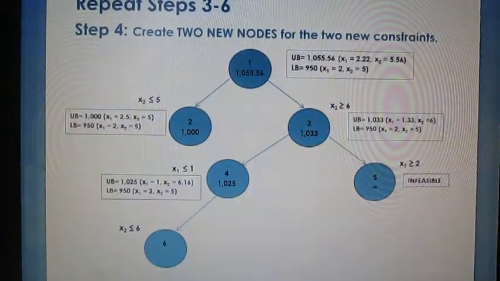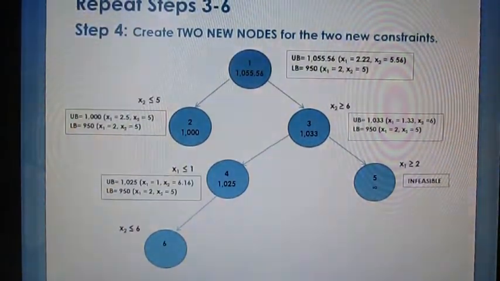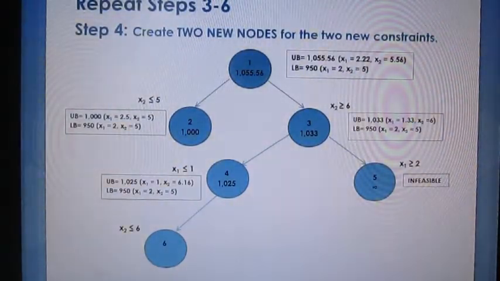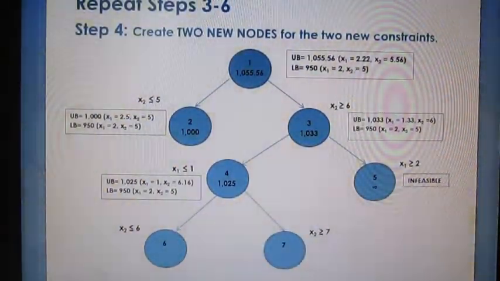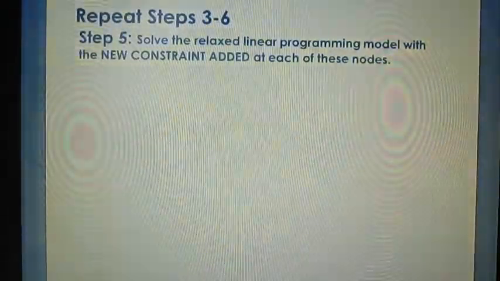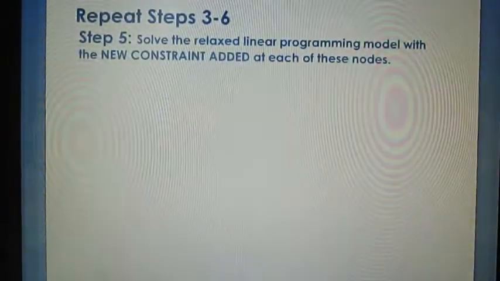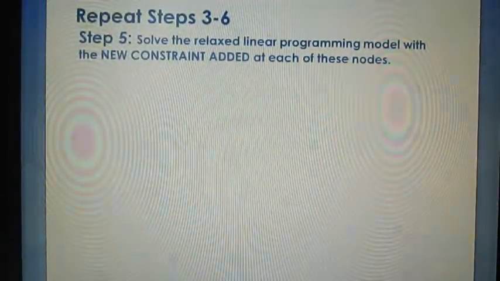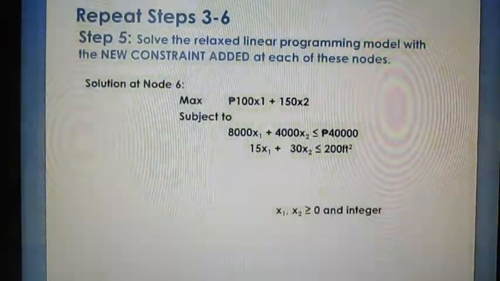Kita nyo, nag-branch tayo sa node 4. Tapos, nagkaroon ng node 6 na may constraint na x sub 2 must be less than or equal 6. And then, node 7 with a constraint that x sub 2 must be greater than or equal to 7. Then, we're going to solve the relaxed linear programming model with the new constraint added at each of these nodes.